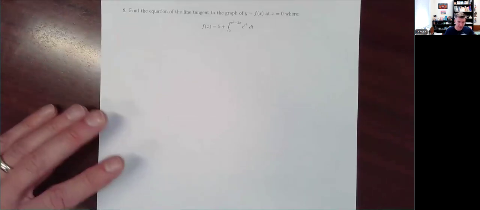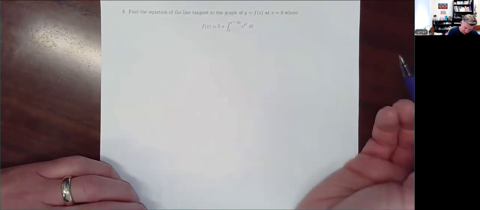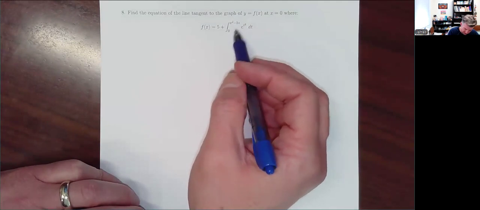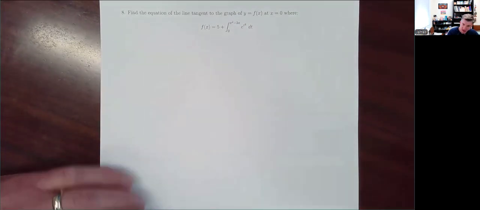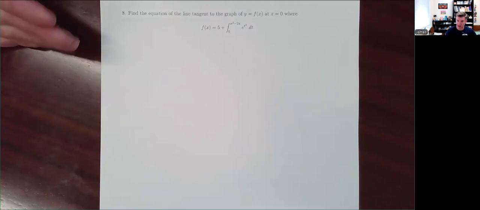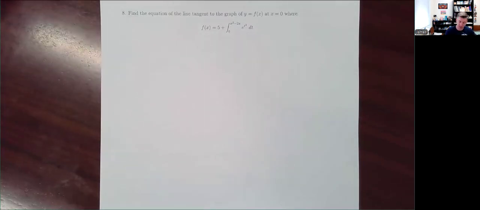This question's a little tricky, or at least it looks like it's tricky. Find the equation of the line tangent to the graph of y equals f of x at x equals 0, where f of x equals 5 plus the integral from 0 to x squared minus 2x of e to the t squared dt. So we want to find the equation of a tangent line to a graph at a point. You need two things. You need the point, both the x and y coordinate, and we need the slope.